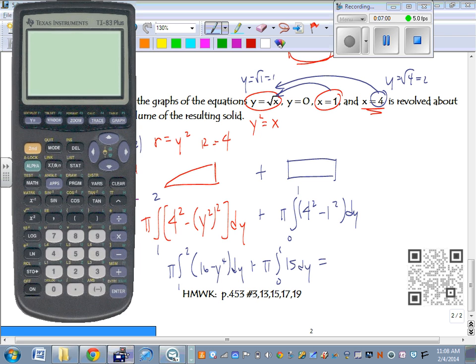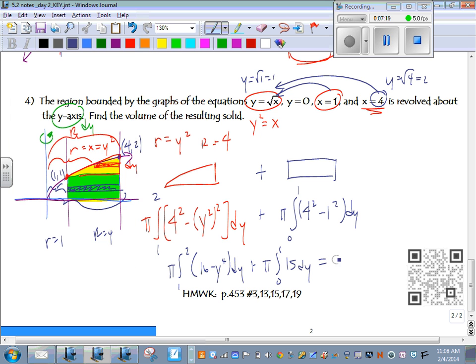So let's go ahead and put that in our calculator. We have math 9, we'll do this first one, 16 minus x to the 4th, comma x, comma 1, comma 2. So that's 9.8 pi for the first one.